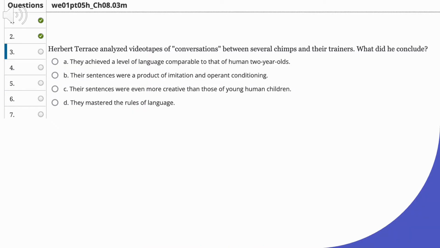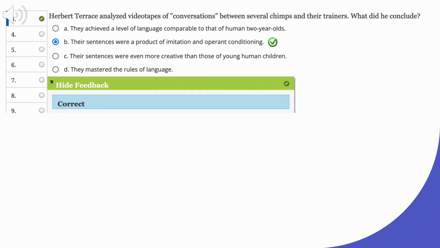Question 3. Herbert Terrace analyzed videotapes of conversations between several chimps and their trainers. What did he conclude? A. They achieved a level of language comparable to that of human 2-year-olds. B. Their sentences were a product of imitation and operant conditioning. C. Their sentences were even more creative than those of young human children. D. They mastered the rules of language. The answer is B. Their sentences were a product of imitation and operant conditioning.